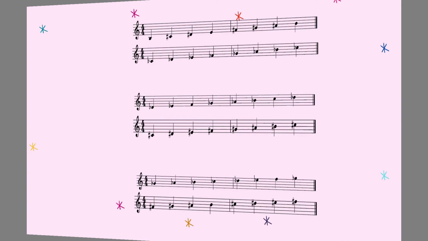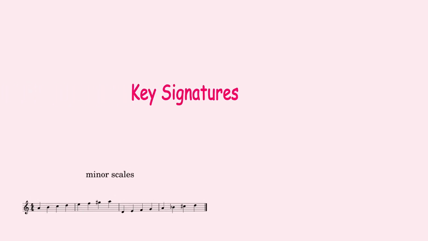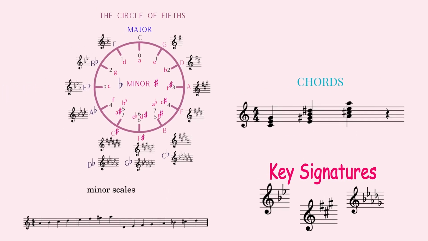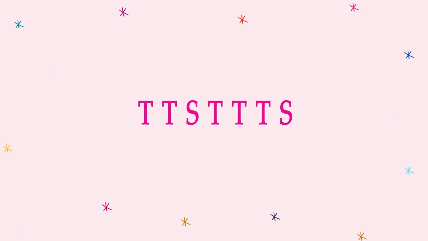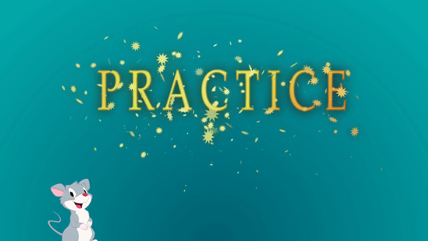Understanding major scales is crucial so you can understand other theoretical concepts, such as minor scales, key signatures, chords, the circle of fifths, and much more. Much more. Write out some major scales and then play them on the piano keyboard, because the magic formula to learn them quickly and very well is practice.